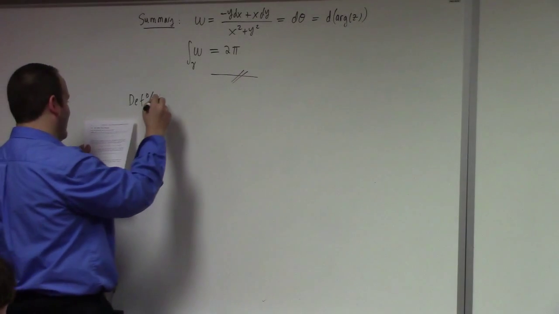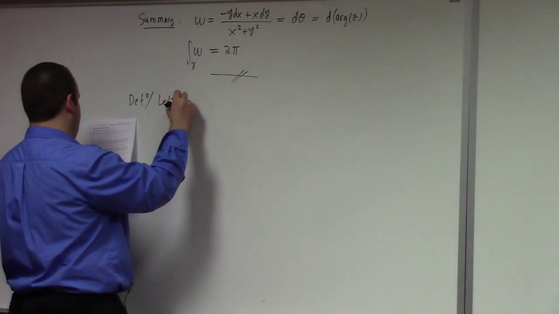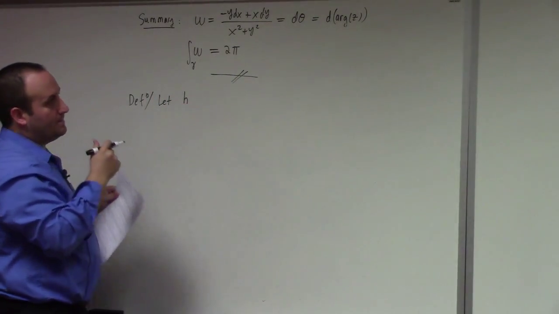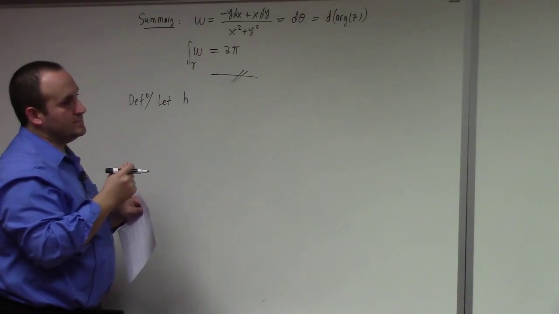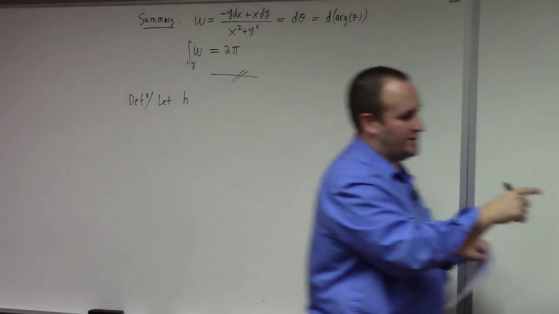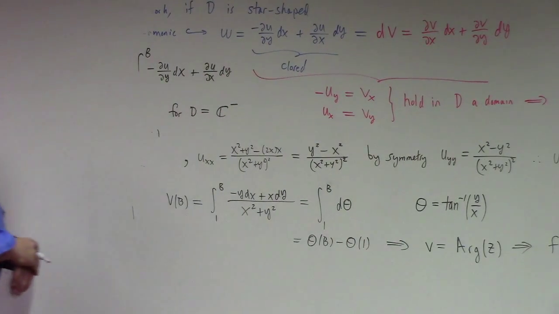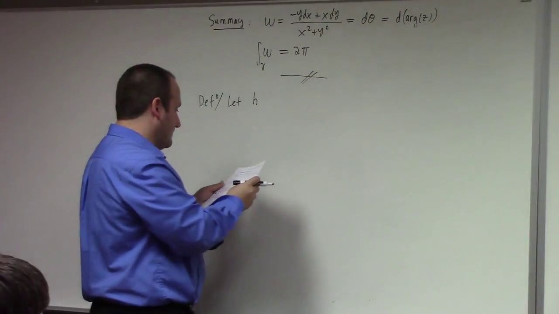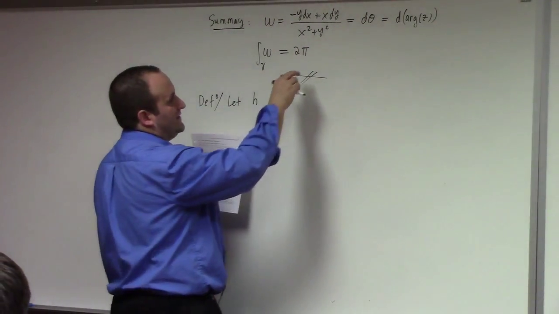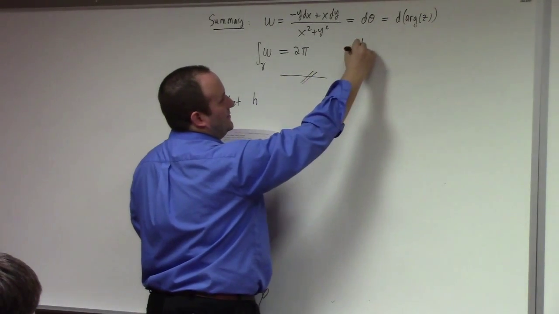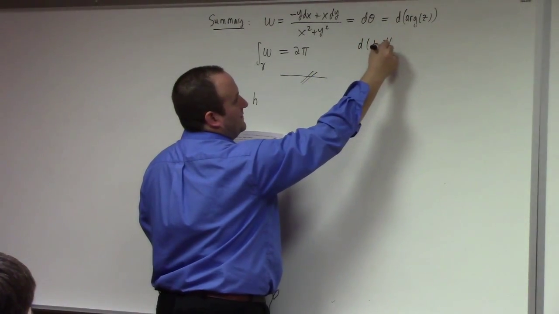Yes, go on, Michael. Why is negative y dx plus x dy over x squared plus y squared equal to d theta? Oh, if you take the partial derivatives of this with respect to x and y, out pops that. It's just a little calculation. Just calculate the total differential of inverse tangent of y over x.